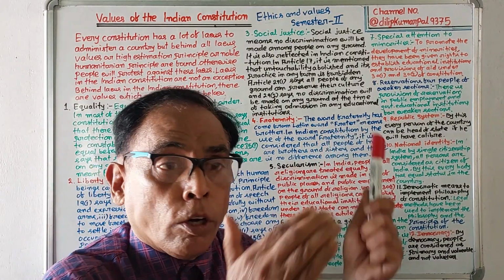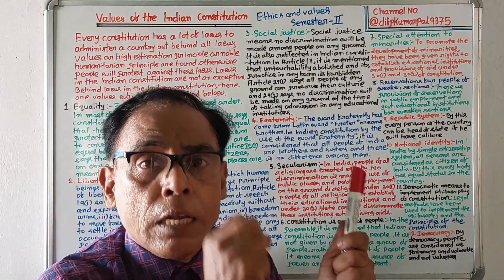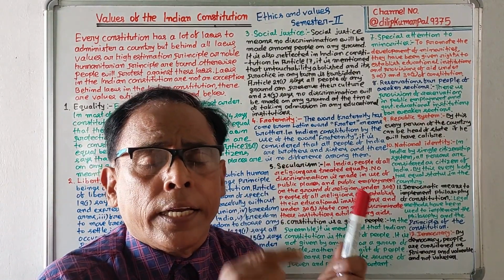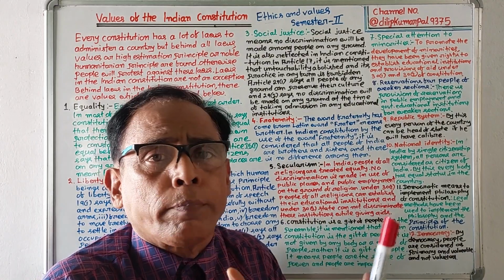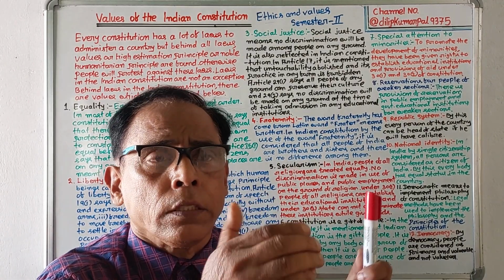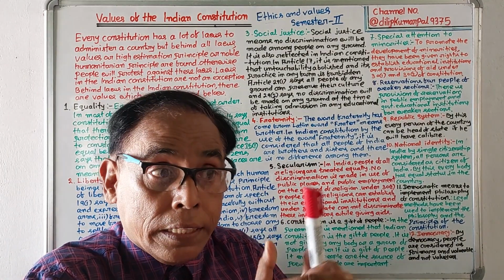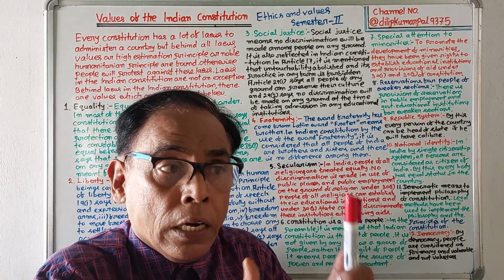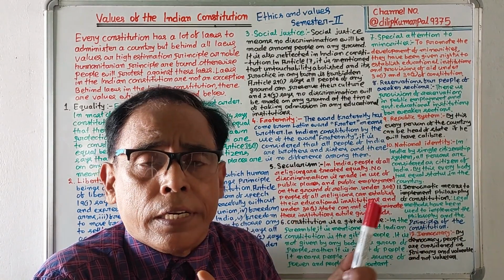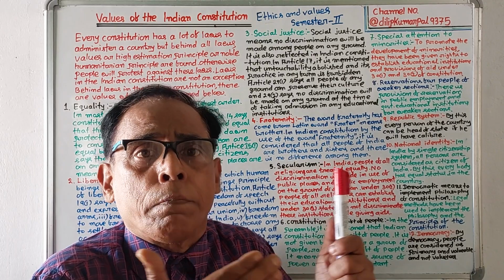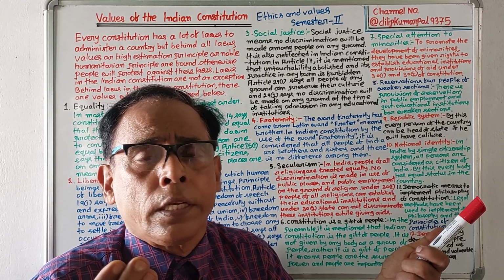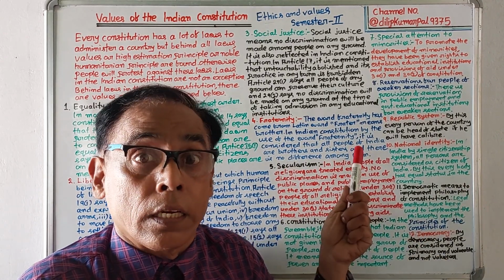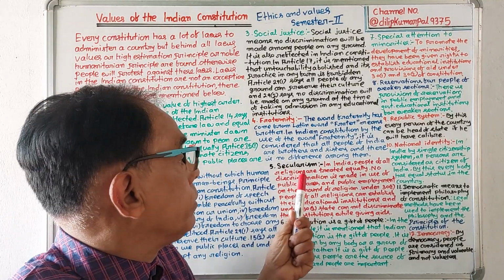In the Indian Constitution, another important value is reflected, fraternity. Fraternity has come from the Latin word frater, meaning brother. In the Indian Constitution, it is believed that all the people of India are considered brothers and sisters. There is no difference among them. It is another important value. Fifth, secularism.